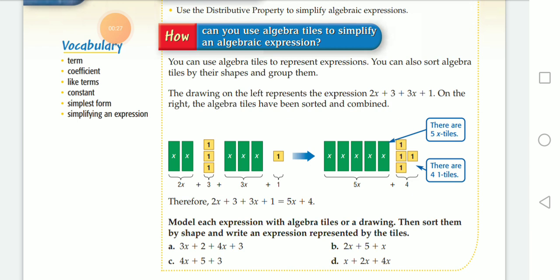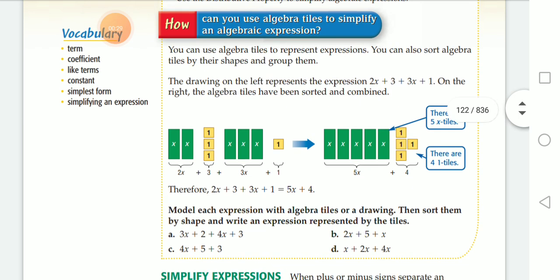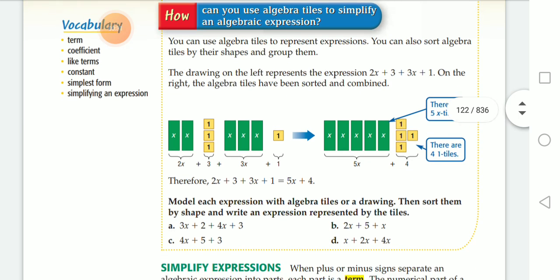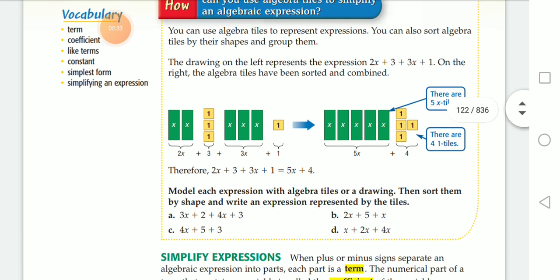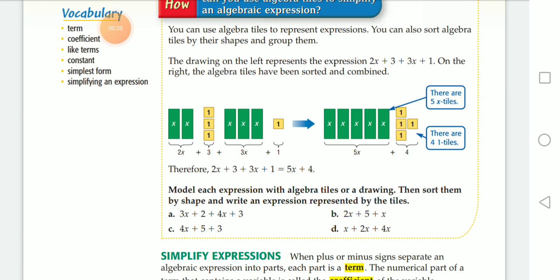Okay, can you use the algebra tiles to represent an algebraic expression? Let's see. You can use algebra tiles to represent expressions. You can also sort algebra tiles by their shapes and group them. As you see here, the drawing on the left represents the expression. The drawing here represents the expression.